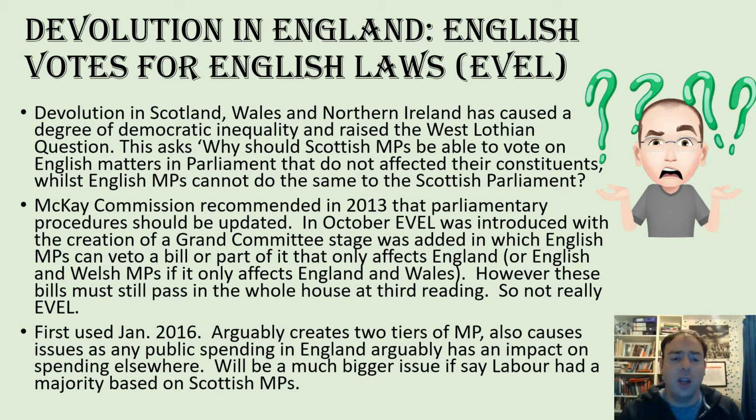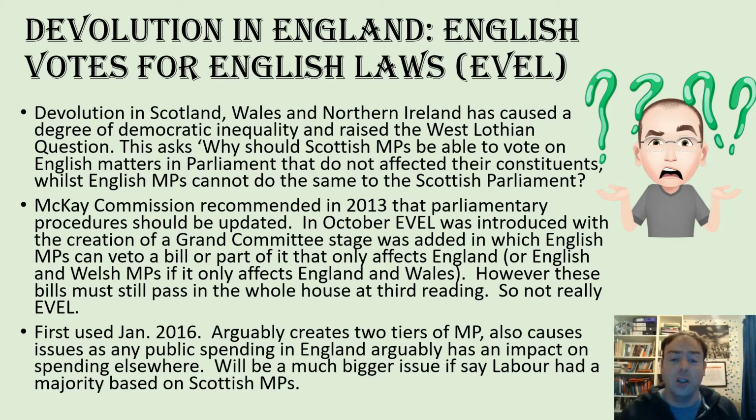However, these bills then do have to go on and pass the whole House at a third reading. So it's not really English votes for English laws, because you still can have Scottish MPs having the right to have a vote on it. The SNP, generally speaking, say that they won't vote on things that don't affect Scotland, again indicating the idea of separating Scottish and English votes. It was first used in January 2016.